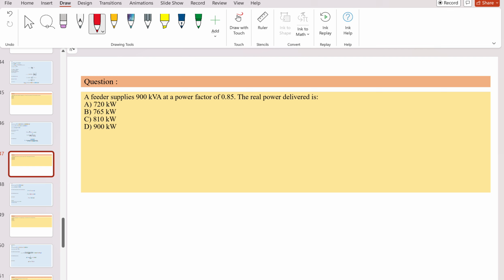Okay, I got one answer as option B. That is actually correct. A few of the things you have to remember: in the uniformly distributed feeder, there will be a voltage drop in the line, a current drop at a particular length, and also a power loss in the system. So the real power delivered, when you see this, is 900 kVA, which is given, and the power factor is given as 0.85.